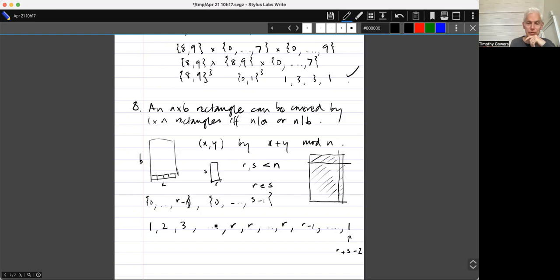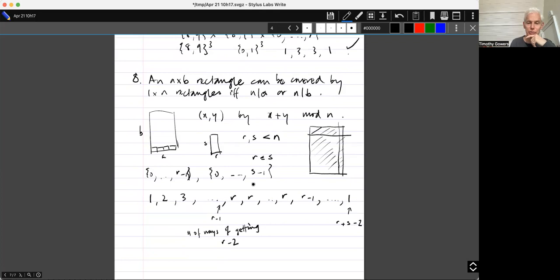And so for that we would need... an easier way of thinking about it is that this r minus 1 is the number of ways of getting r minus 2, and so we would need r minus 2 congruent to r plus s minus 2 mod n, and that's just not going to happen because s is less than n.